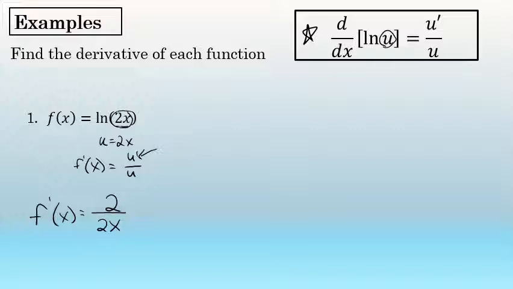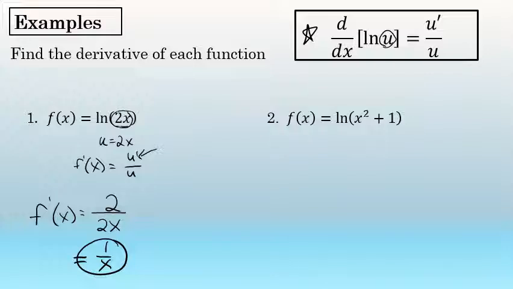Let's simplify that. 2 over 2x reduces to 1 over x. The derivative of the natural log of 2x is 1 over x. A little bit more complicated.